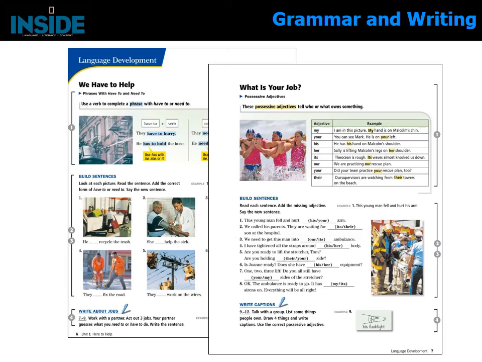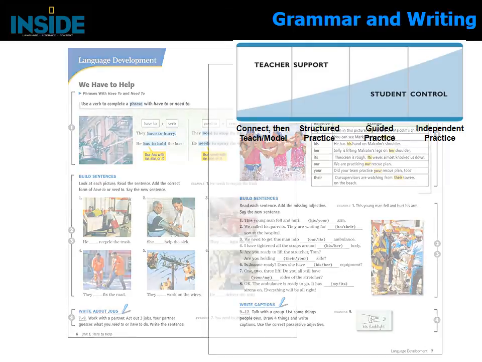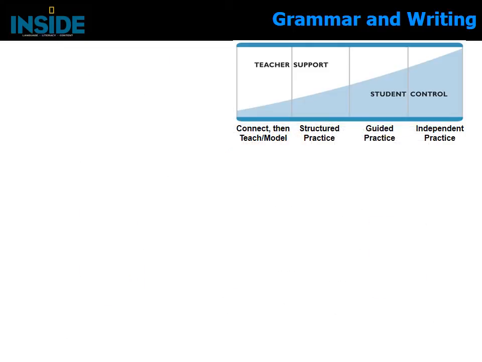The grammar and writing lessons in the language development section teach students about a specific grammar skill and provide opportunities for them to apply that skill on their own. The grammar and writing lessons, as well as many other lessons throughout Insight, are designed to scaffold learners' efforts and to gradually release responsibilities to the students through the gradual release of responsibility model, in which the teacher gradually withdraws support as the student becomes more competent performing the skill.